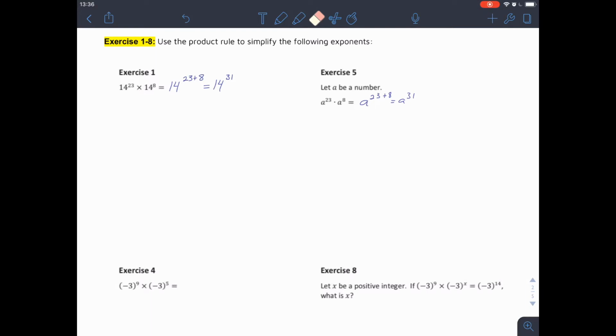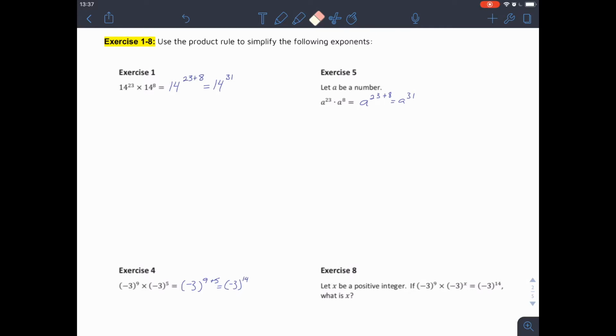In example 4, we have negative 3 to the 9th power times negative 3 to the 5th power. Keep note of the fact that the parentheses are around that negative 3 with the negative inside. That lets us know the negative is part of the base and doesn't get added on after. So we still add up those exponents and we get negative 3 in parentheses to the 14th power.